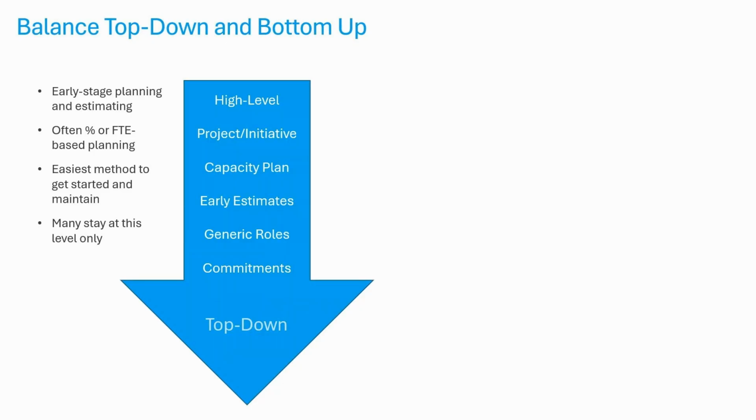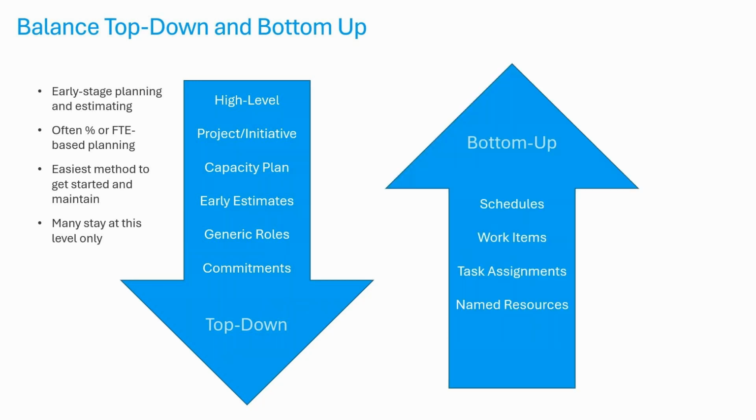Oftentimes it's just a percentage or an FTE based type of planning. It's an easy method to get started with and maintain for an organization that's just embarking upon resource capacity planning. Some organizations stay at this level and say this is good enough for a sanity check to understand whether we are overcommitting beyond our ability to deliver. Other folks maybe just do this at an early stage of a project or a portfolio. And then from the bottom up, they start building out detailed work plans, schedules, work breakdown structures, backlogs, etc.